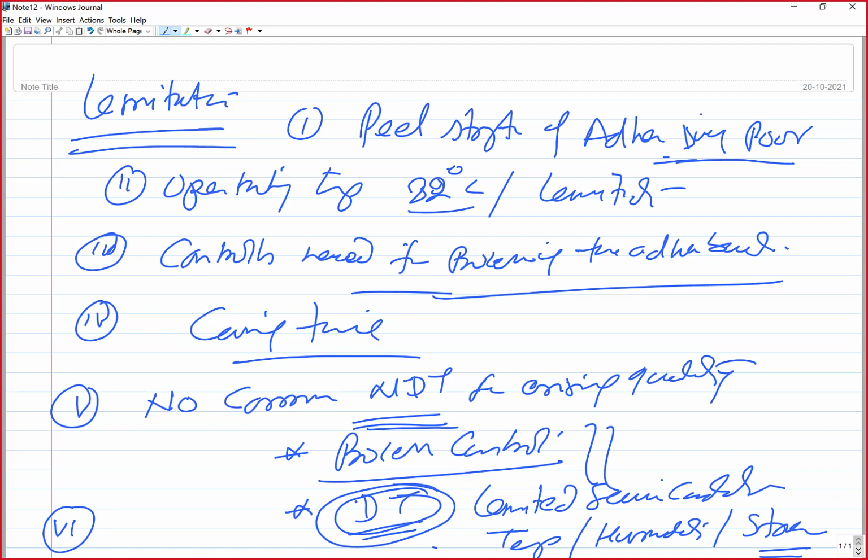So I think that's all about adhesive joining. I've given some idea of it. In the next lecture, I'll be talking about the different adhesives which are used, and then various types of adhesives like thermosetting adhesive and thermoplastic adhesive.